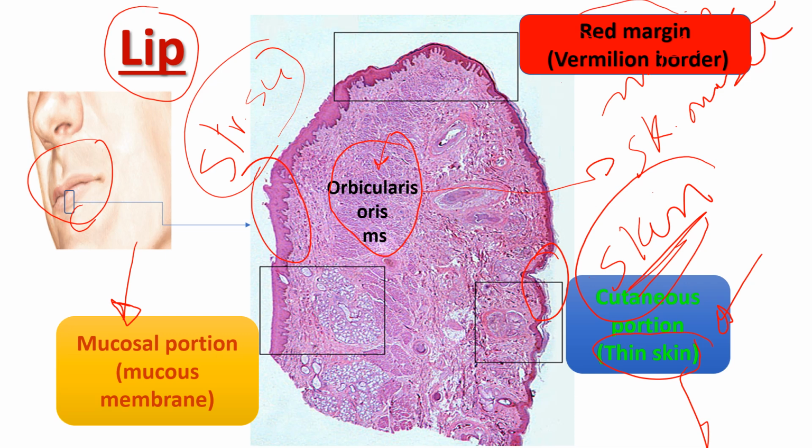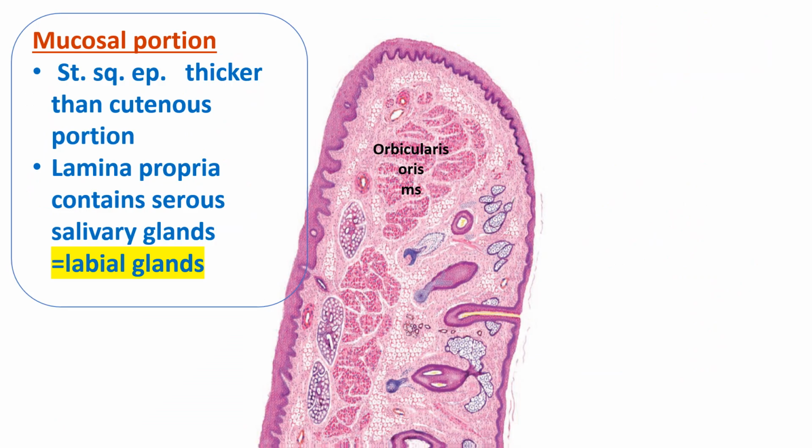This red margin is called the vermilion border. Can you see here? This region is called the red margin. From outside it is the skin, from inside is the mucous membrane. So the mucosal portion is stratified squamous epithelium, and it will be thicker than the cutaneous border.